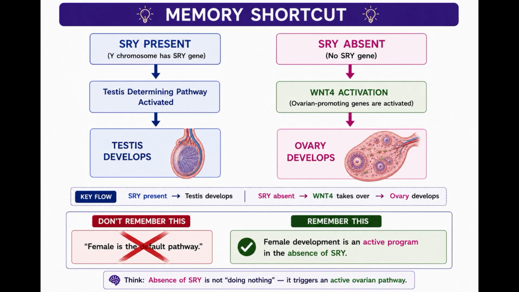Memory shortcut: SRY present leads to testis develops. SRY absent leads to WNT4 takes over, leads to ovary develops. Don't remember female as the default. Remember, female development is an active program in the absence of SRY.